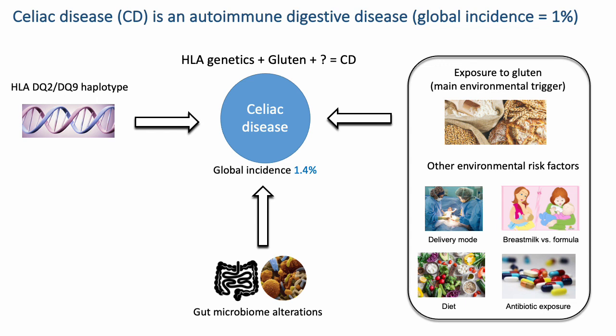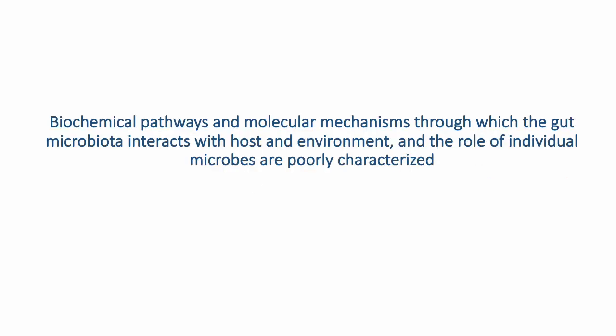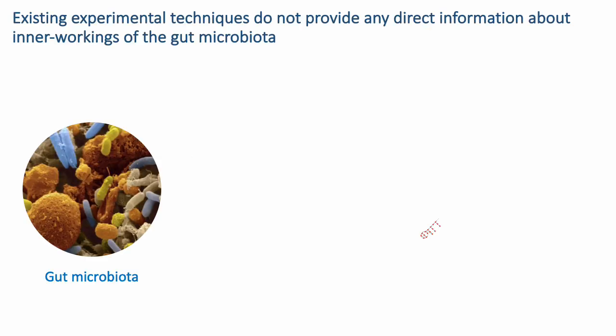However, despite the relatively well characterized associations between the gut microbiota alterations and celiac disease, we still know very little about the biochemical pathways and molecular mechanisms through which the gut microbiota interacts with host and environment in celiac disease. And more importantly, we still know very little about how individual gut microbes contribute to the disruption of the gut homeostasis and the loss of gluten tolerance in celiac disease. This is for the most part due to a number of technological limitations which do not allow us to directly gain any insights into inner workings of the gut microbiota.